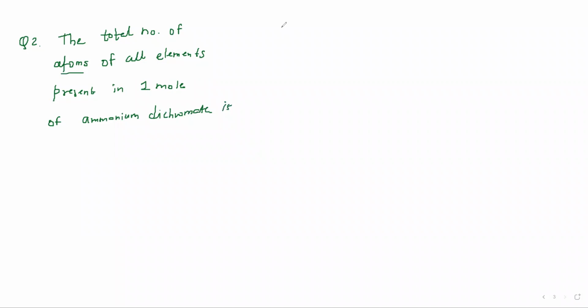Okay. First of all, you should know what is ammonium dichromate. What is the ammonium dichromate? Any idea? We'll give the formula. NH4 twice, Cr2O7. See, chromate means Cr2O7. Di means 2. Ammonia means NH4. Ammonium means NH4 twice Cr2O7. So you have to find the total number of atoms of all elements present in a 1 mole of ammonium dichromate. Okay. So go ahead and try it.